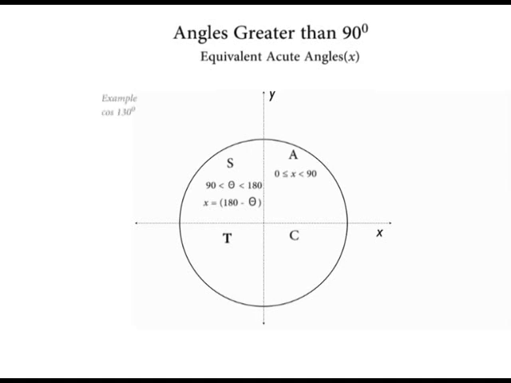For example, find cos 130 degrees. To find the equivalent acute angle of 130 degrees, we simply do 180 minus 130. That gives us 50 degrees. So you find cos 50 from the tables or your calculator. It's 0.6428. But remember, in this quadrant, cosines are negative. And so cos 130 is equal to negative cos 50 and is equal to negative 0.6428.